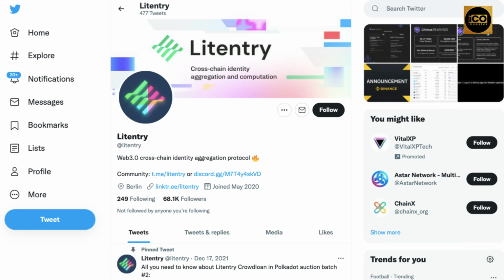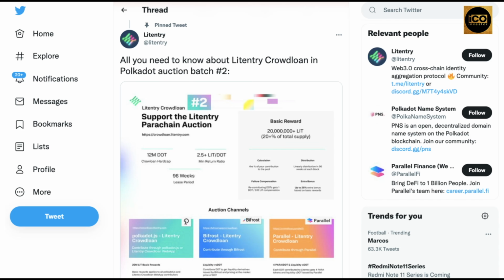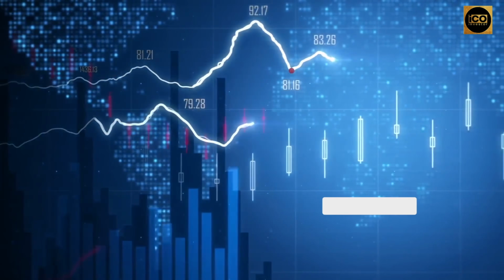Let's take a look at Litentry Twitter page. They started their official page back in May 2020 and have 68.1k followers. And here is the pinned tweet of Litentry on Twitter. All you need to know about Litentry crowd loan in Polkadot auction batch 2. And that's all for Litentry.